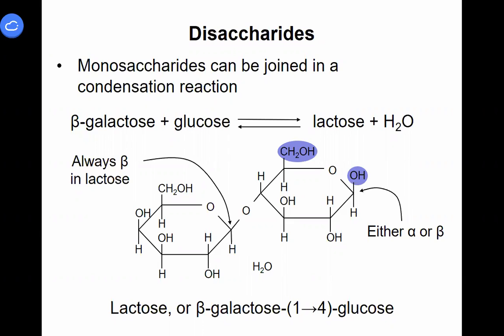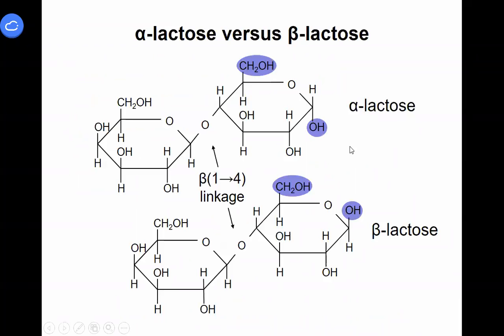And so I've drawn it here. As I say, it's beta because they're on the same side, but I could have drawn it the other way, and that's here. So you would call this structure on the top alpha lactose based on the configuration of this part of the molecule, and we call the thing on the bottom beta lactose, but in each case you have a beta 1,4 linkage joining the two sugars together.